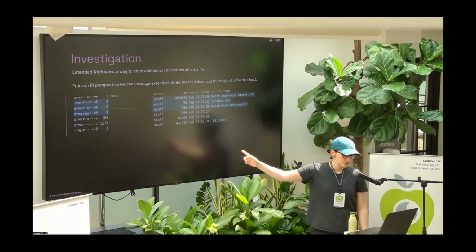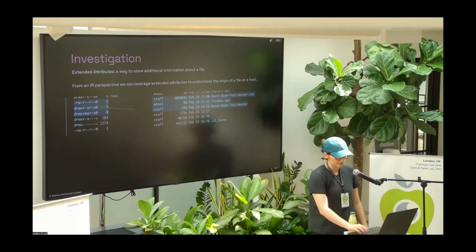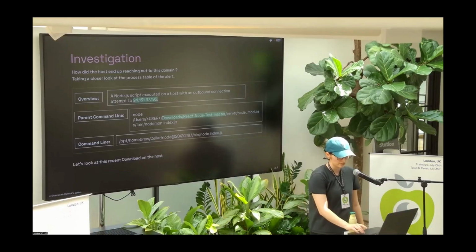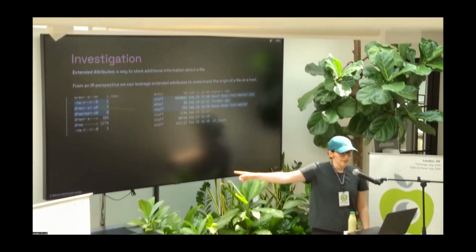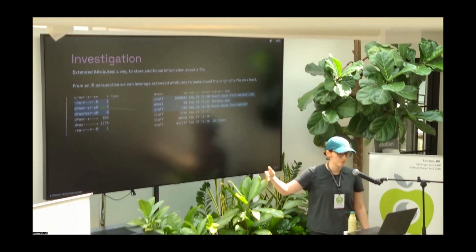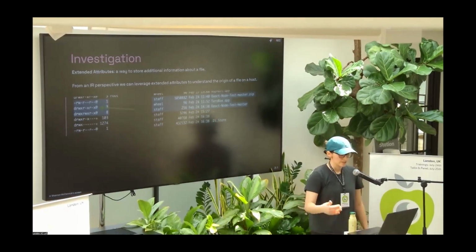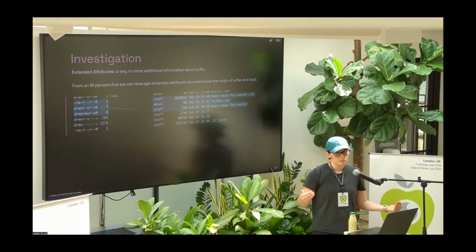Again, you'll see 2 files related to the alert, just to review. We're looking for React Node test master. We see a zip file. We see a React Node test master zip. So that's the original download. And then once you unzip it, obviously it becomes a directory. So that's why there are 2 entries on this host. So extended attributes, they're important, they're helpful.